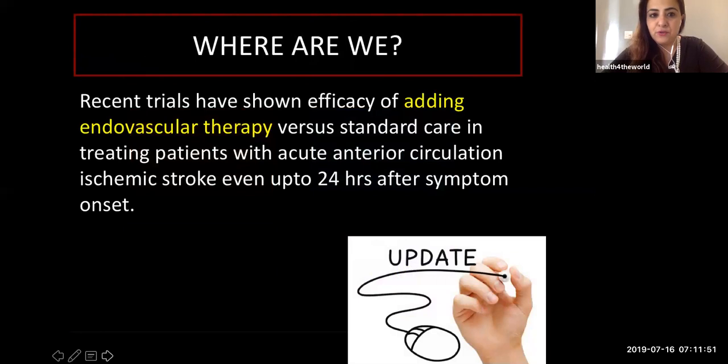But what are we trying to do here? The recent trials have shown efficacy of adding endovascular therapy versus standard care in treating patients with acute anterior circulation stroke, even up to 24 hours after symptom onset. So this is an amazing breakthrough, because for a long time we were only treating patients up to 4.5 to 6 hours. And now we can treat patients up to 24 hours after symptom onset, depending on imaging. So that is where the role of the radiologist comes, because we can actually help in selection of the patients who will actually benefit from treatment.